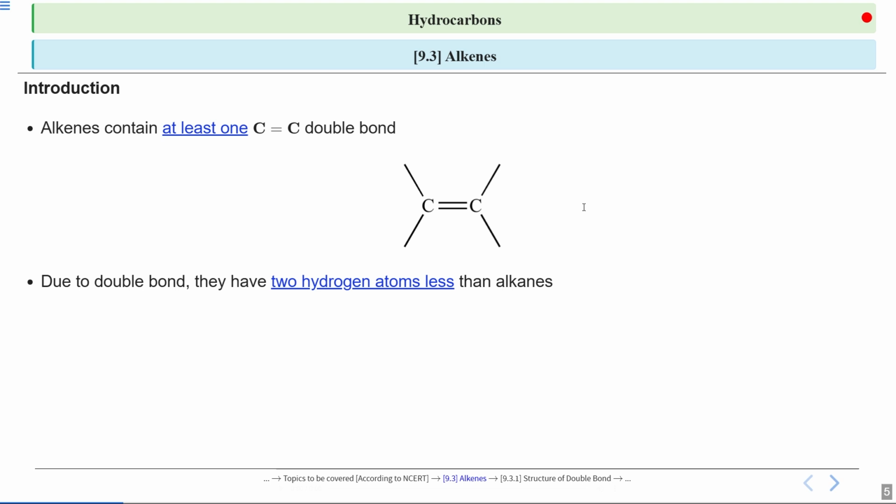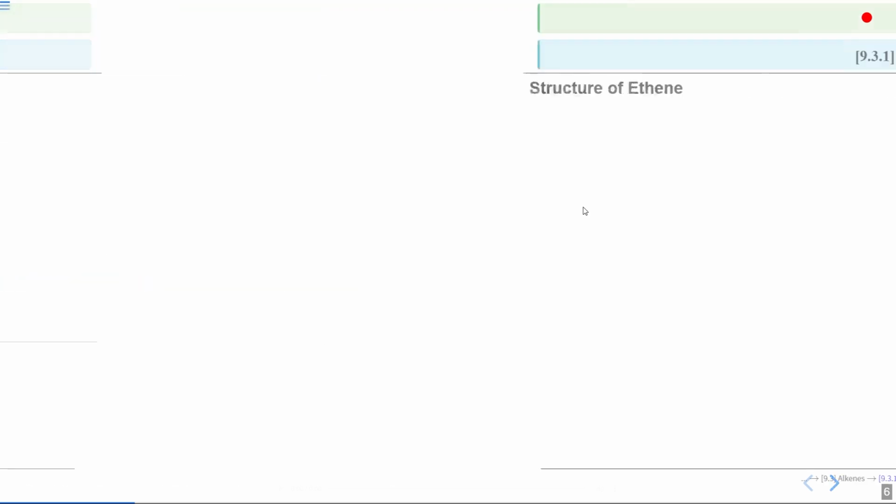Due to the presence of the double bond, alkenes have two fewer hydrogens compared to alkanes with the same number of carbon atoms. Now this difference is crucial because it affects the molecular formula and the type of reactions your alkene will undergo. Now let us look at the general formula of alkenes finally. So it is CnH2n. This formula helps us to predict the number of hydrogen atoms in an alkene based on the number of carbon atoms it has.